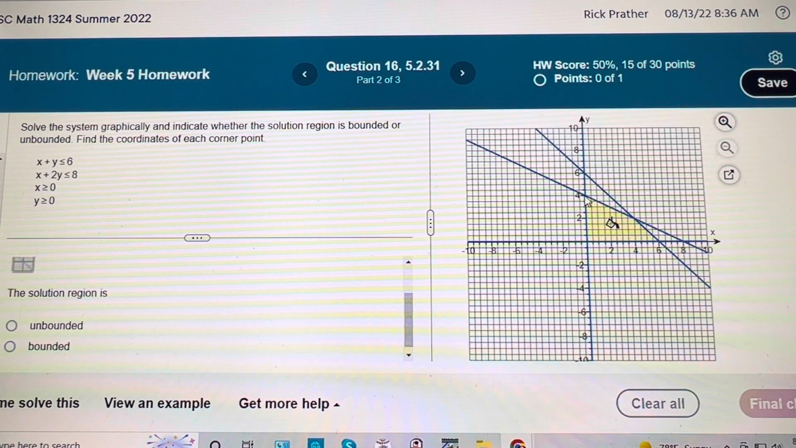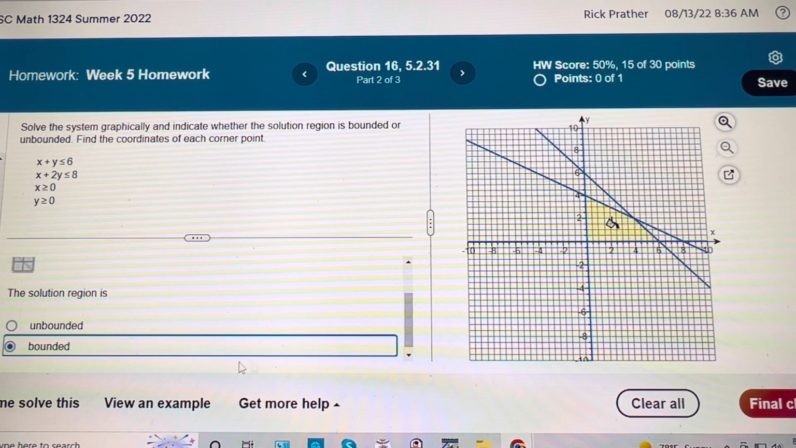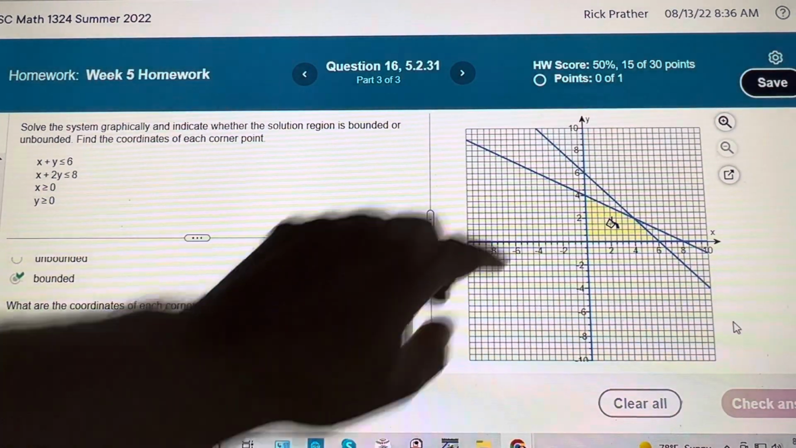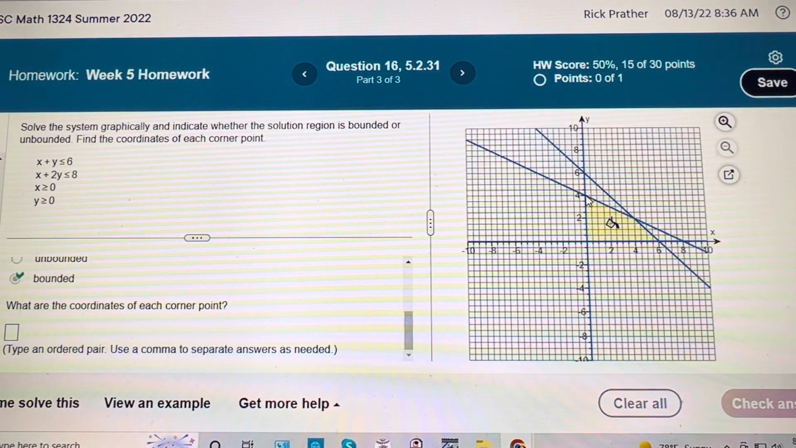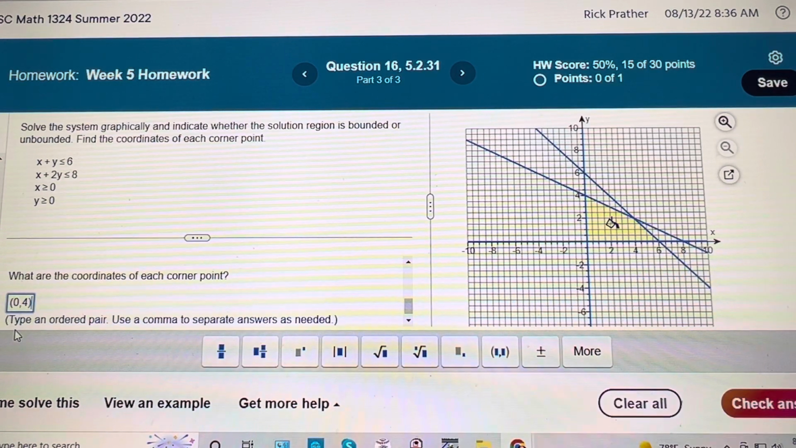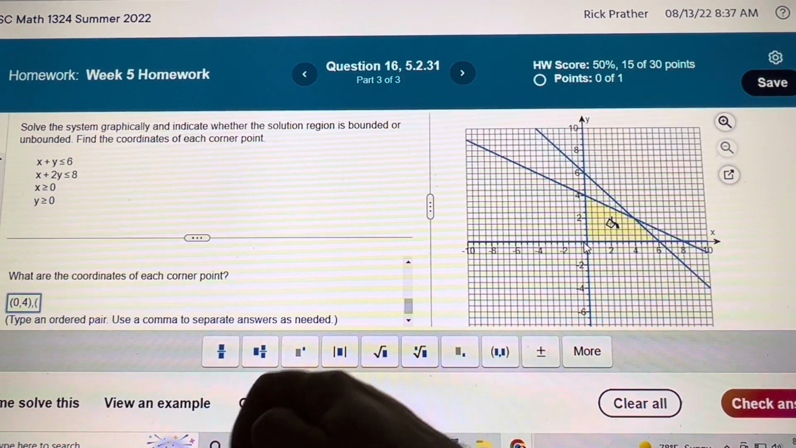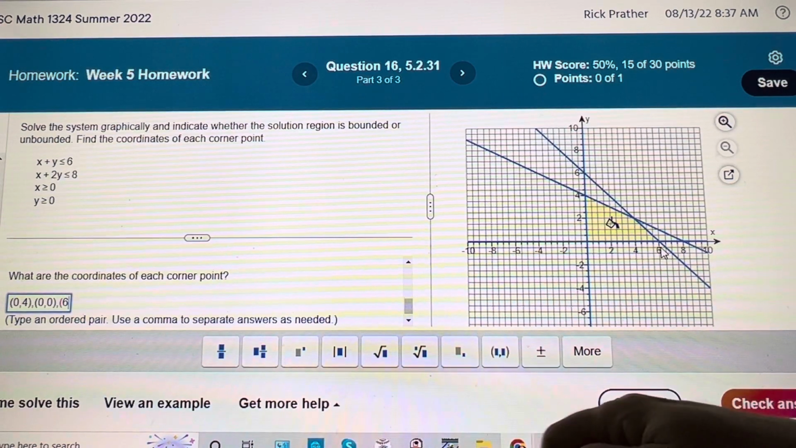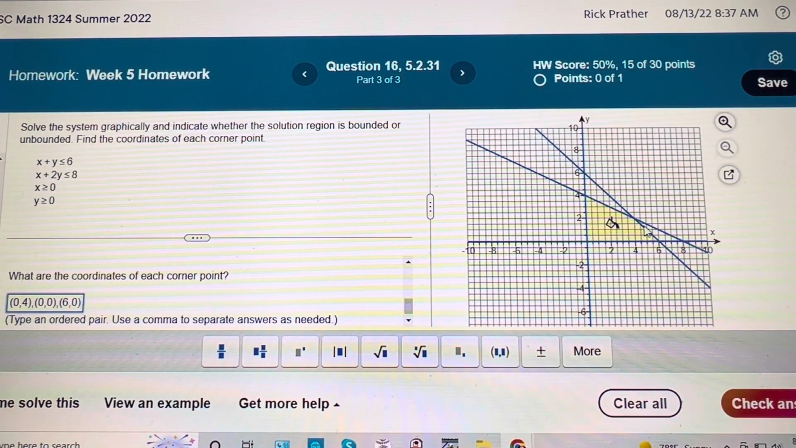Okay, so this is a bounded region. It's enclosed entirely. That's bounded, which means that you're guaranteed to get a max and a min. Corner points are right here, 0, 4. And make sure you get that in the correct order, because some people say 4, 0 for that, but this is 0, 4. This is 0, 0 at the origin. And then there's this 6, 0 right here. And then the last one's right there.